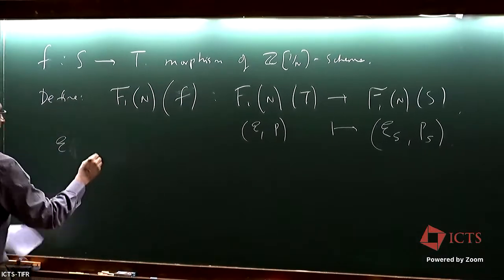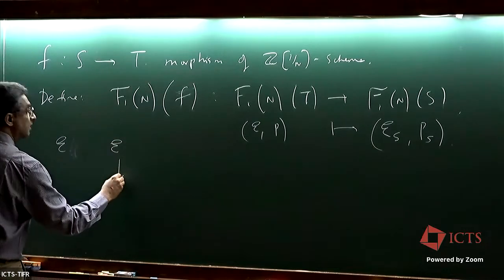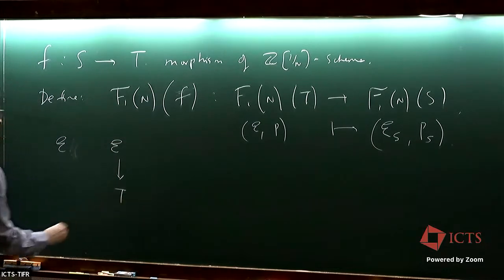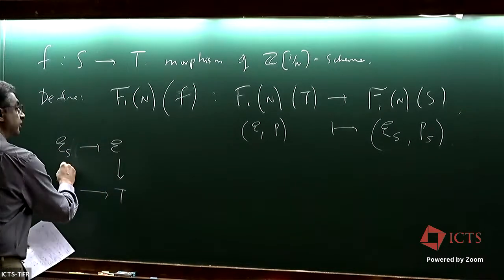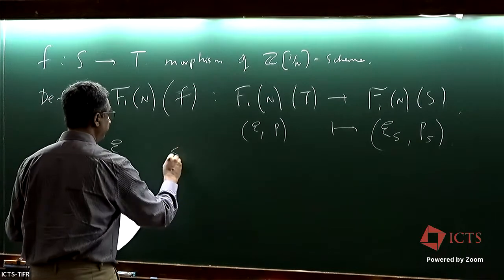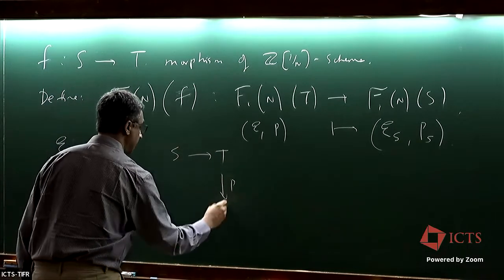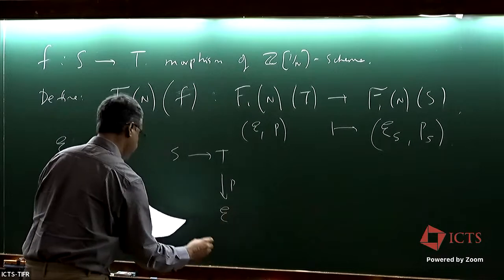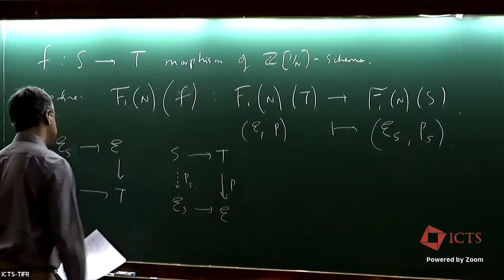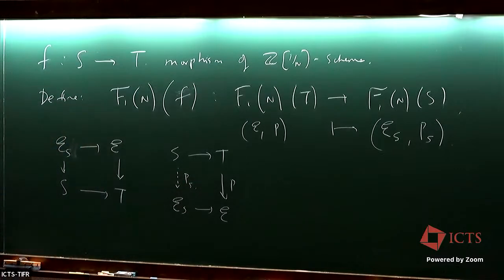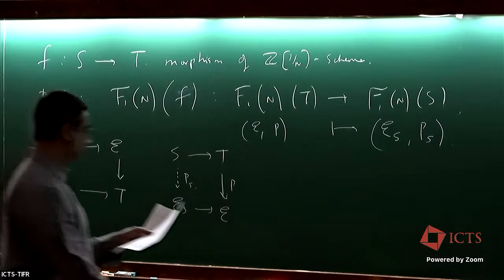What is E_S? Just the base change. E was an elliptic curve over T. You have a morphism from S to T, so you just take the fiber product, base change. Similarly, some diagram for the point of order n, P_S. Okay, so just base change. So this defines a functor.